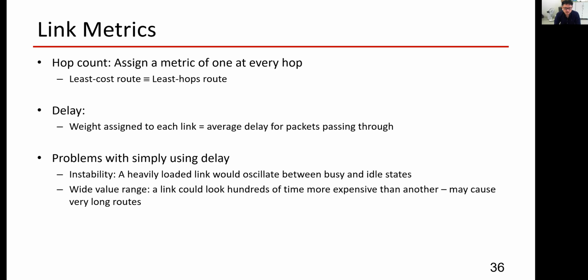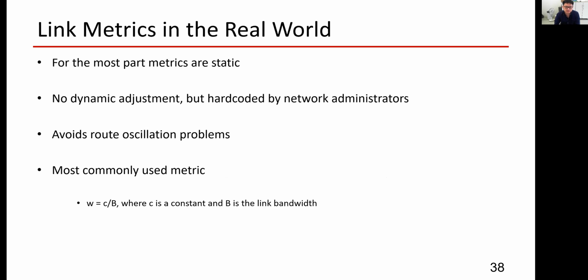Also, with a wide value range, a link could look hundreds of times more expensive than others, which may cause a very long route. Because if something goes on, that path looks so big, then I should reroute. But it's actually not, it's time variable. So we shouldn't use just delay, but delay plus hop count or throughput, and many combinations of those. Then we should find the proper combination and choose it. In the real world, for the most part, metrics are static, meaning the metric doesn't change over time that dramatically.